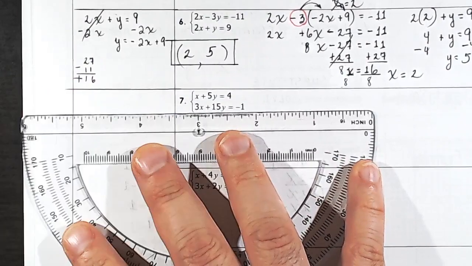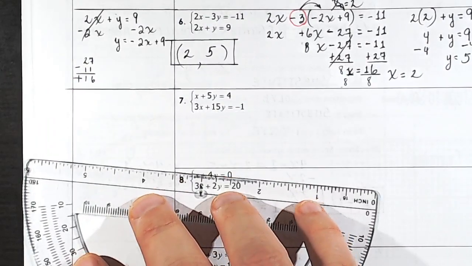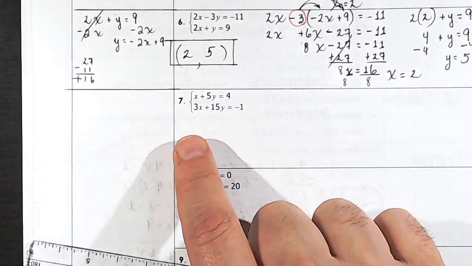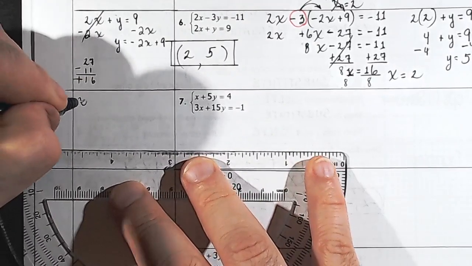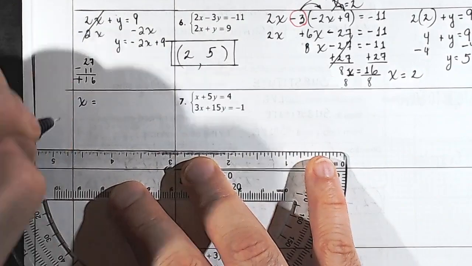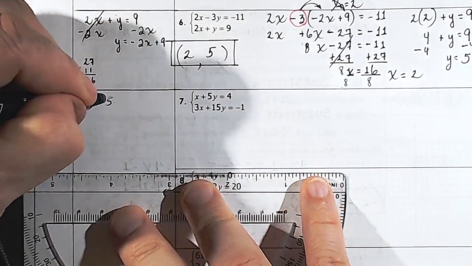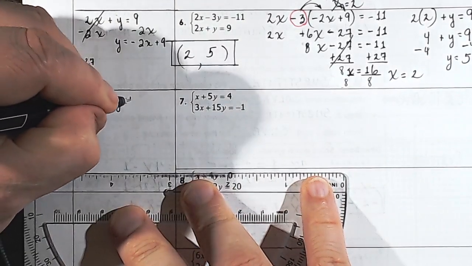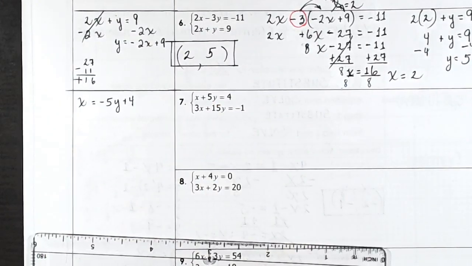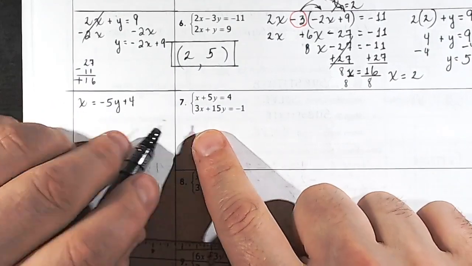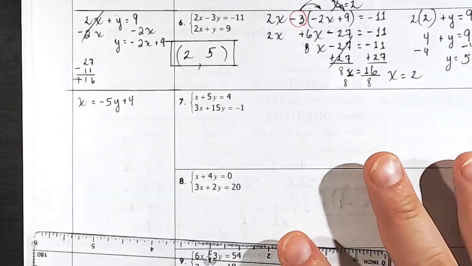So I have here x plus 5y equals 4, and 3x plus 15y equals negative 1. So I'm going to solve this for x. X equals negative 5y plus 4. You see what I did there? I subtracted 5y from both sides. And now I'm going to plug that in to my second equation.